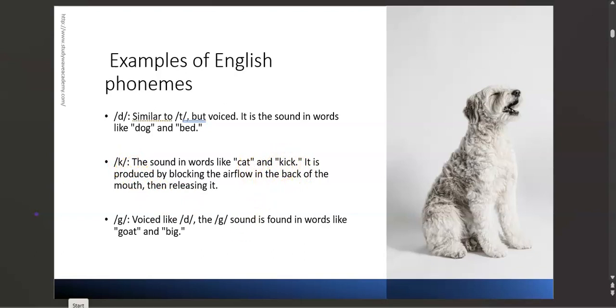It is pronounced by blocking the air in the back of your mouth and releasing it. But this is okay, it's just an explanation for you to understand how to say this sound. The main point is that K is found in words like cat, kick. You feel the K when I say it: cat, K, kick, K. G is another sound that is voiced like D, but they're different. G is found in words like goat, big. You feel the G: goat, G, big, G. You feel the sound G.